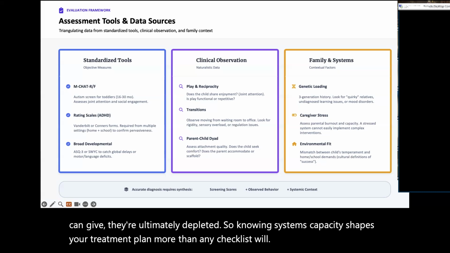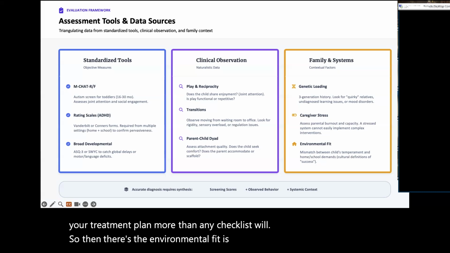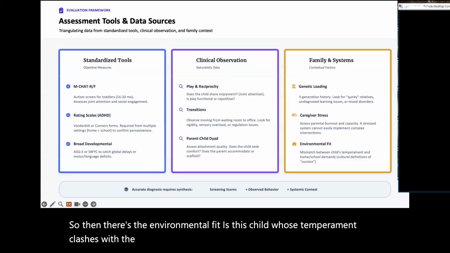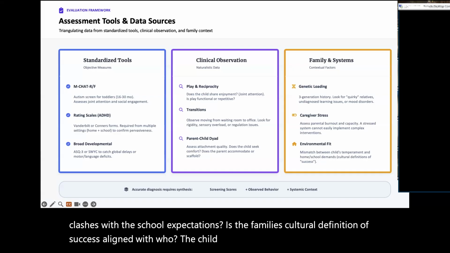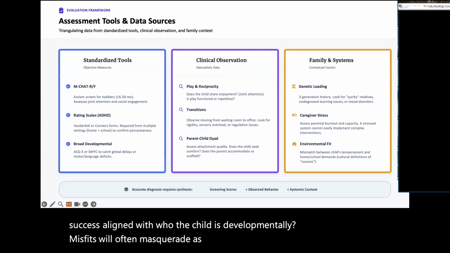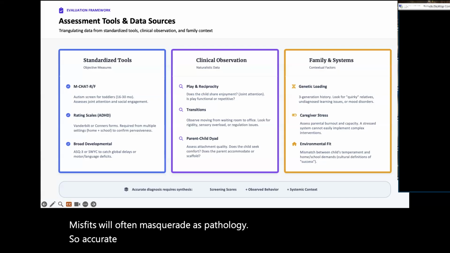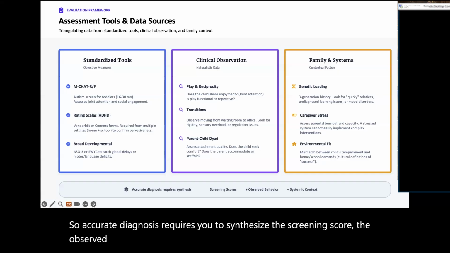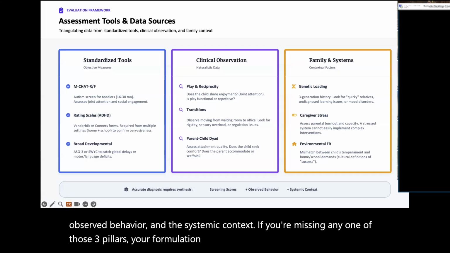So then there's the environmental fit. Is this a child whose temperament clashes with the school expectations? Is the family's cultural definition of success aligned with who the child is developmentally? Misfits will often masquerade as pathology. So accurate diagnosis requires you to synthesize the screening score, the observed behavior, and the systemic context. If you're missing any one of those 3 pillars, your formulation is going to be incomplete.